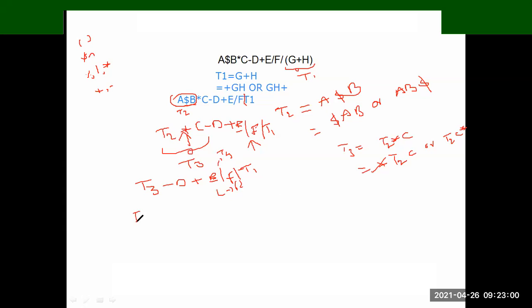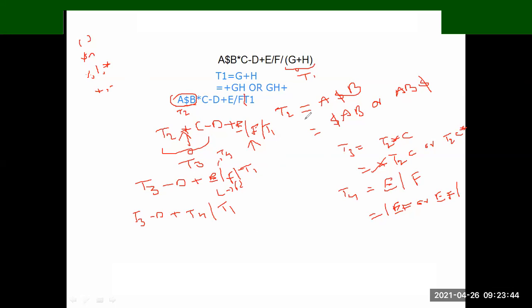So T3 minus D plus T4 by T1. Here T4 equals E by F, that is, by EF for prefix, or EF by for postfix. If you convert infix to postfix or infix to prefix in this manner, in exams you just do it in this manner only.